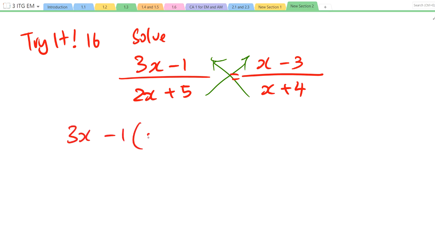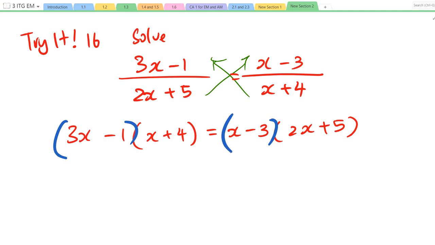3x minus 1, x plus 4 equals to x minus 3, 2x plus 5. Is this correct? Is this correct? Is that a problem? Who thinks there's no problem? Who thinks there's a problem? What's the problem? Oh, you mean over here? Is there a difference if I don't put it? Yes, there's a difference. Right, Kevin? Is there a difference? Yes, there's a difference.